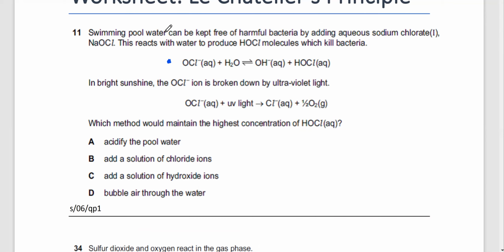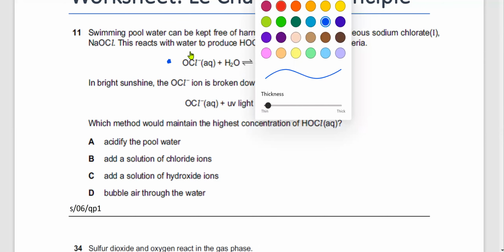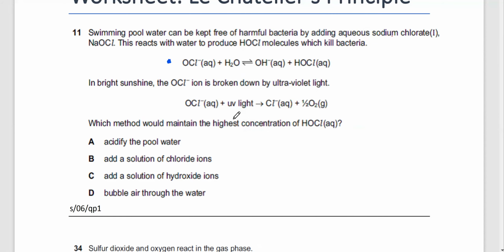They're saying that swimming pool water can be kept free of harmful bacteria by adding aqueous sodium chloride. This reacts with water to produce HOCl molecules which kill bacteria. So there's this reaction happening and it's in equilibrium. In bright sunshine, the OCl ions are broken down by ultraviolet light. So if the sunlight is very bright, then the OCl ions get broken down. And this is not reversible. Remember, this is not a reversible reaction. Once this reaction happens, it's a one-sided reaction.